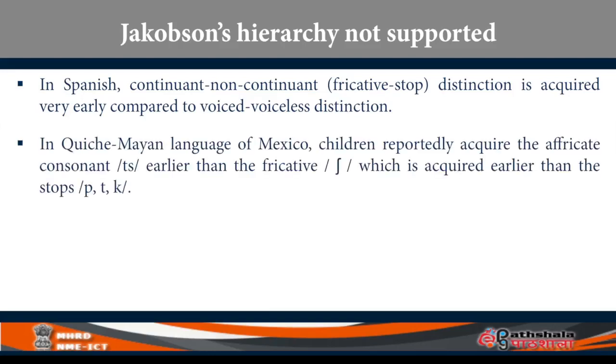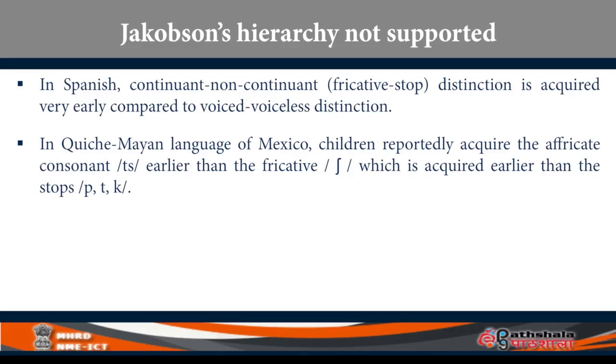In Quiche, a Mayan language of Mexico, children, I believe, acquire the affricate consonant ch much earlier than sh, which is acquired earlier than pa, ta and ka. That sounds a little odd, because even in our languages, pa and ta are acquired earlier. So cross-linguistic research is going against Jakobson's universal hierarchy.